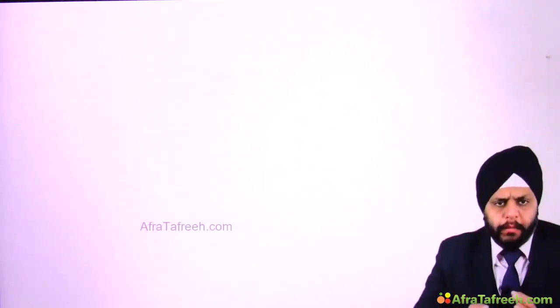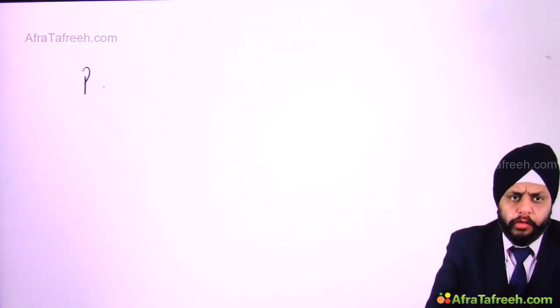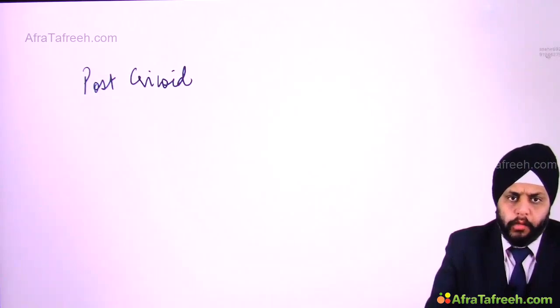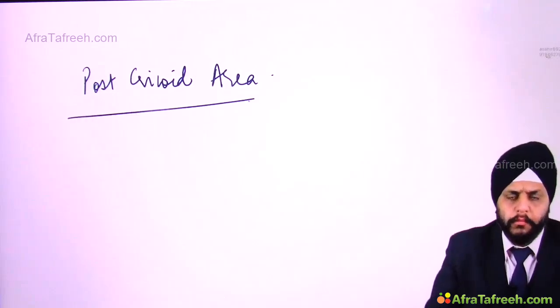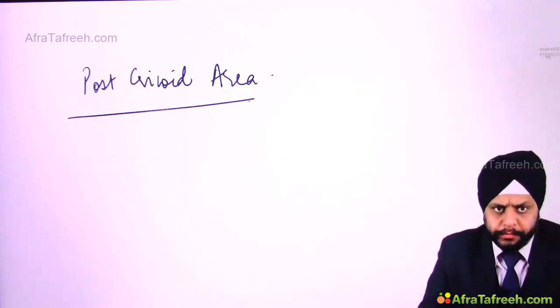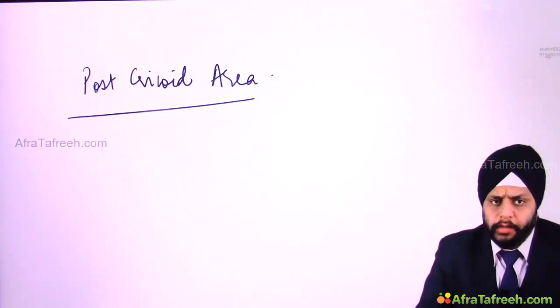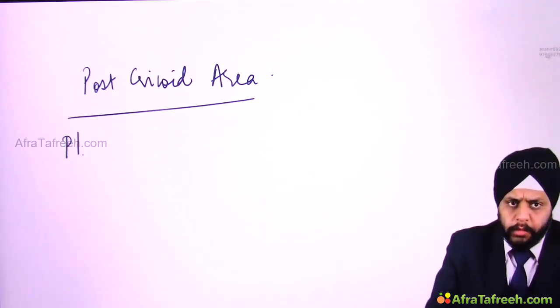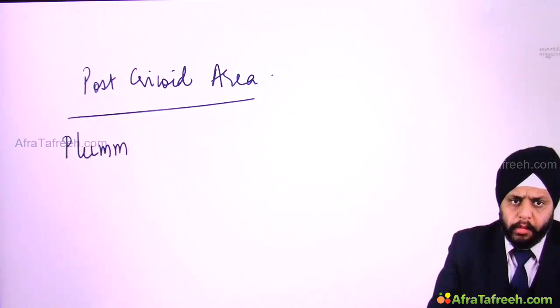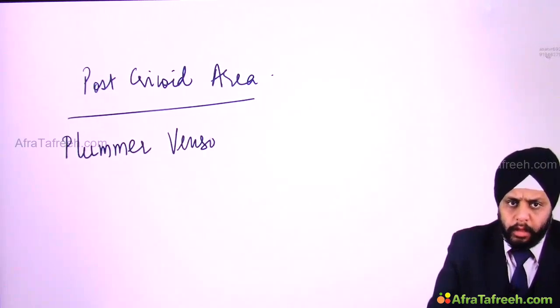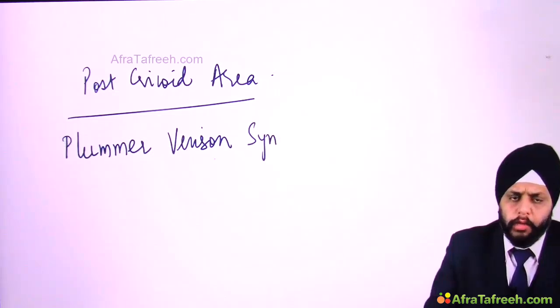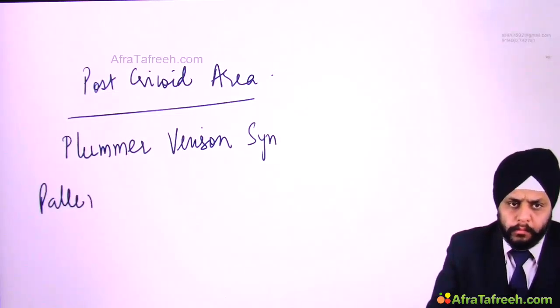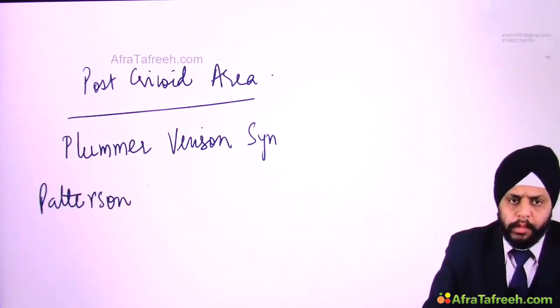Now, among these areas, the post-cricoid area is the most significant area. Why is it the most significant area? Because over here we have a syndrome that is known as Plummer-Vinson syndrome, also known as Paterson-Brown-Kelly syndrome.